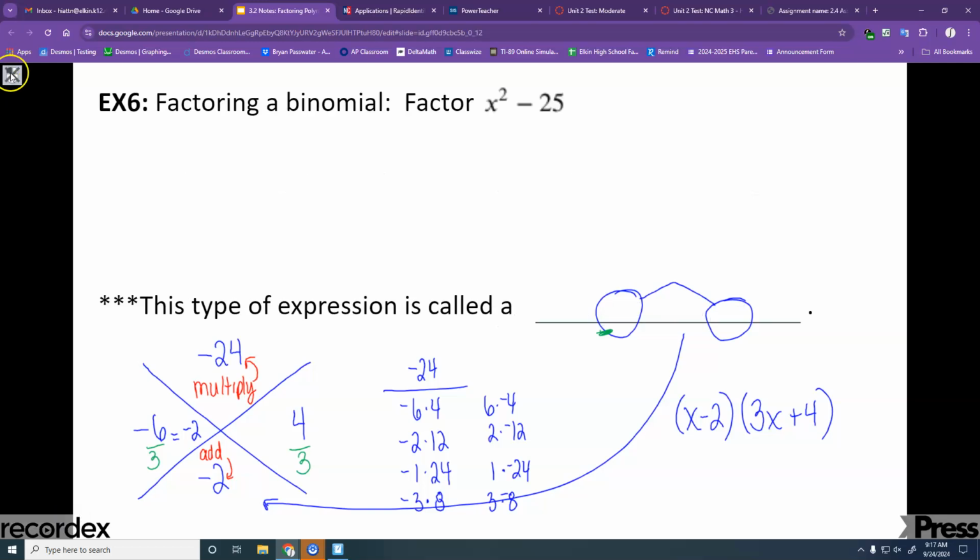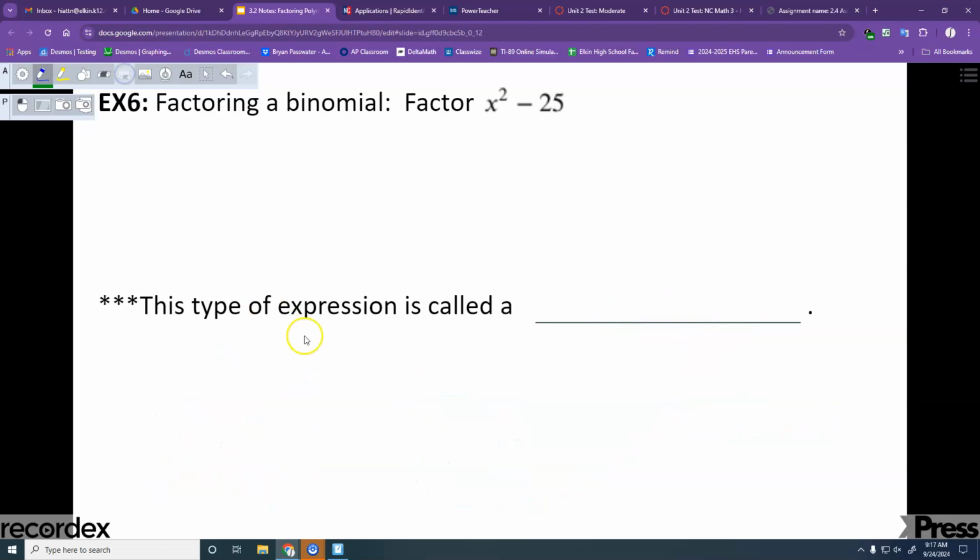So, okay, let's look at this one. This one is a little bit different because it only has 2 terms, which makes it a binomial. What is missing here? A number for the x in the middle, right? So what we want to do when we're thinking about these problems is think of it this way: x squared plus 0x minus 25. So that number in the middle needs to be 0, right?